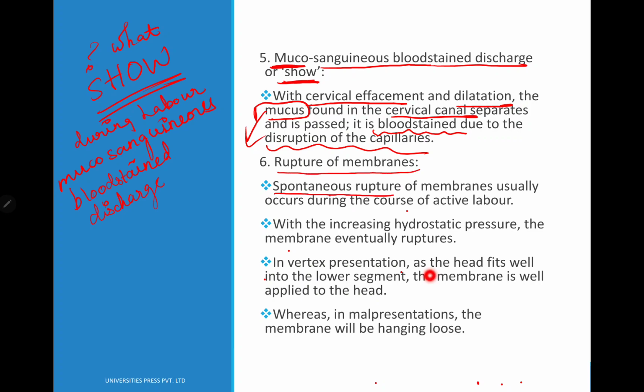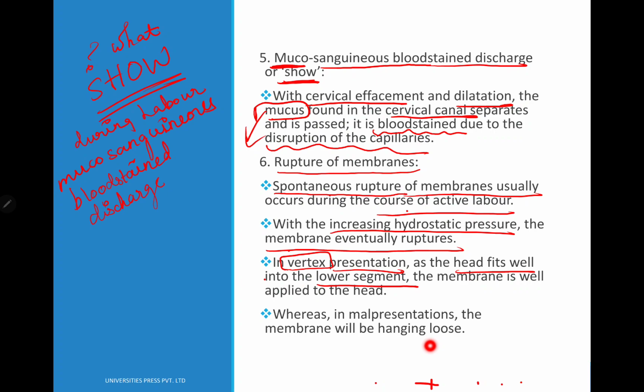Next, coming to rupture of membranes. There is a spontaneous rupture of membranes, which usually occurs in the course of active labor. With the increase in hydrostatic pressure, the membrane eventually ruptures. In a vertex presentation, as the head fits well in the lower segment, the membrane is applied to the head, whereas in malpresentations, the membrane will be hanging loose.